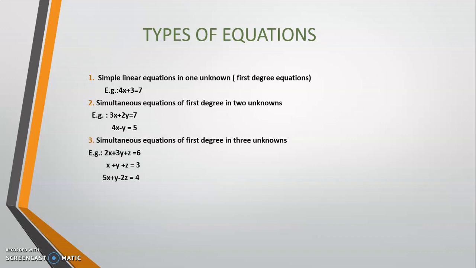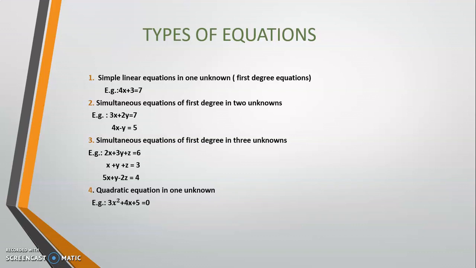And the third type is simultaneous equations of first degree in three unknowns. It is similar to the second type. There are three equations and three unknowns. Here the unknowns are x, y, z, and the degree of the unknown is 1. The power of x is 1 and the power of y is 1 and the power of z is also 1. And the fourth type is quadratic equation in one unknown.